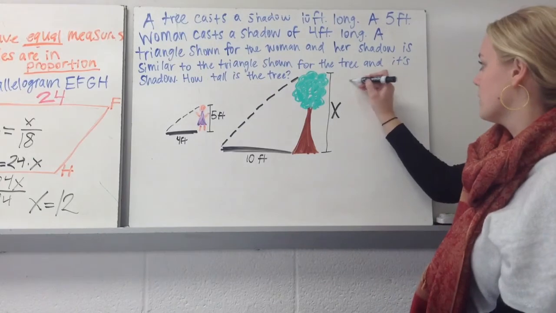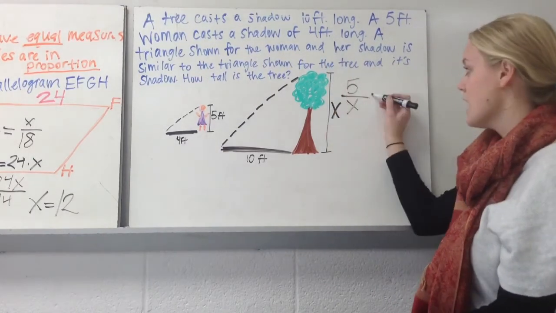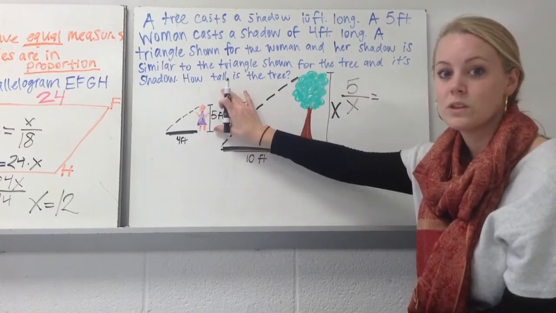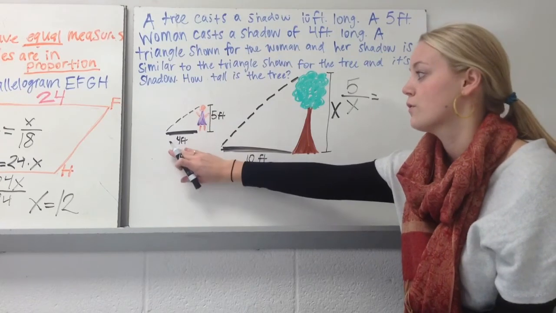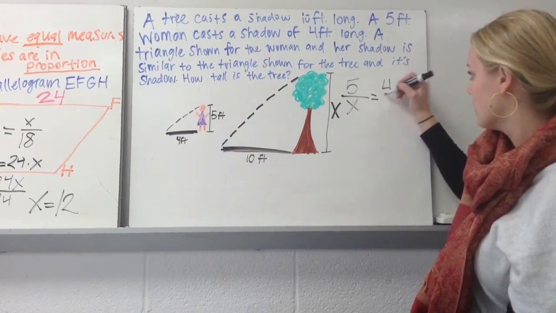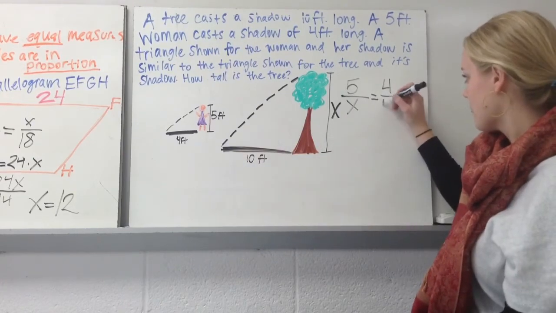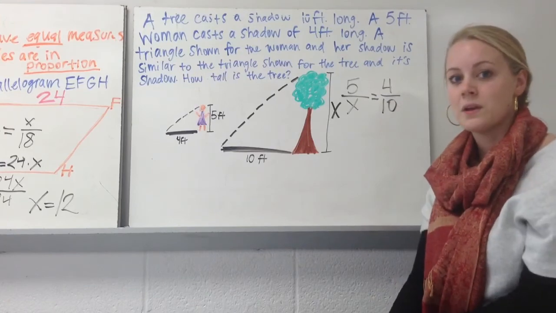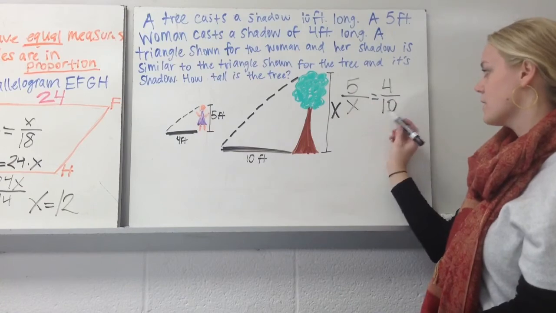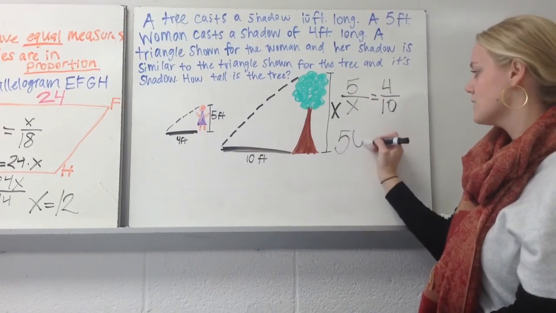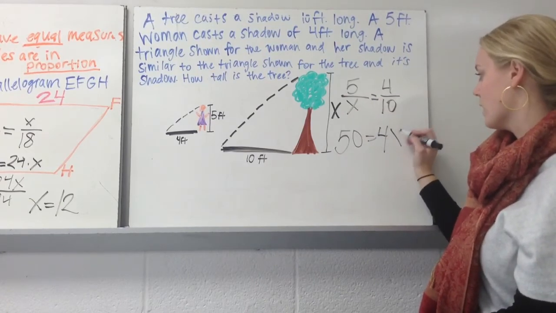So I'm going to do 5 feet over x, because we don't know the height of the tree. And this equals, if I started with the girl, then I have to start with the shadow of the girl first. So 4 feet for the shadow of the girl, that's directly proportional to 10 feet, the shadow of the tree. Our next step is to multiply on the cross diagonals. So 5 times 10 is 50, equals 4 times x. And that gives us 4x.